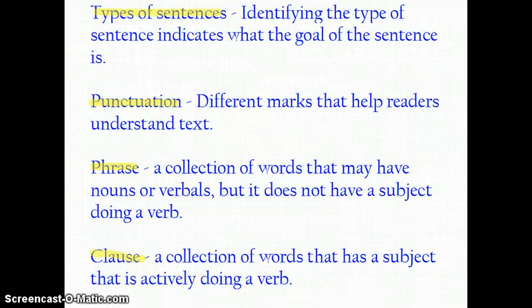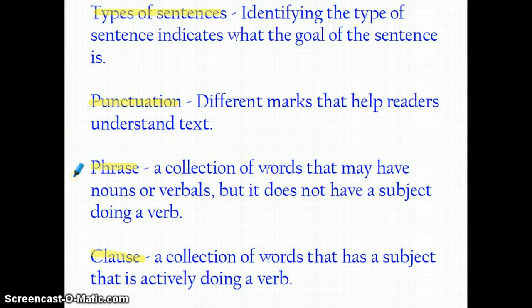So continuing on to some of the more recent topics, types of sentences. We do that because identifying a sentence and what type it is can tell you what the goal of the sentence is so you can better understand it. Obviously, punctuation helps readers understand text better and it guides us.